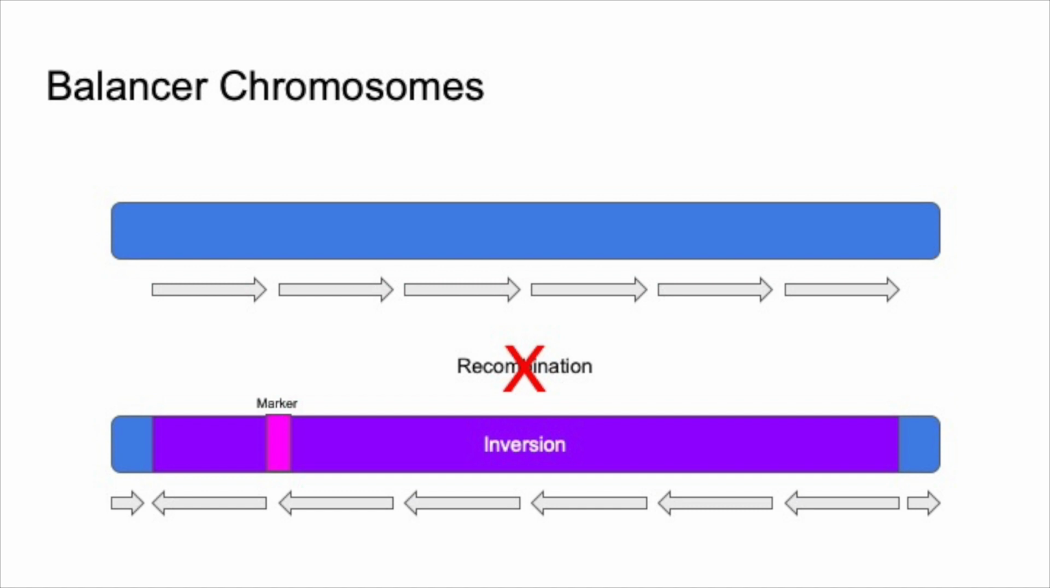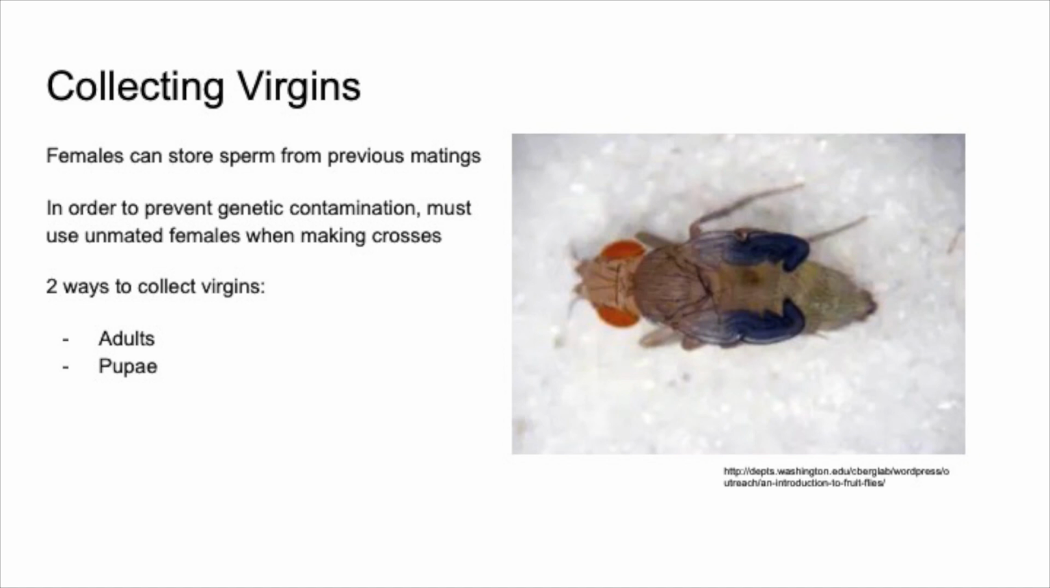These visible mutations in balancer chromosomes make setting up crosses between different strains relatively easy, but there is one annoying peculiarity of the Drosophila system that you need to consider. A female Drosophila can store sperm from a single mating and use it to fertilize eggs for days or even weeks after that mating. So in order to ensure that the products of a cross are what you expect them to be, you need to collect unmated or virgin females to use in that cross. There are two different ways to collect virgins, either collecting them as adults after they've emerged from their pupae but before they're able to mate, or collecting them as pupae before they emerge.